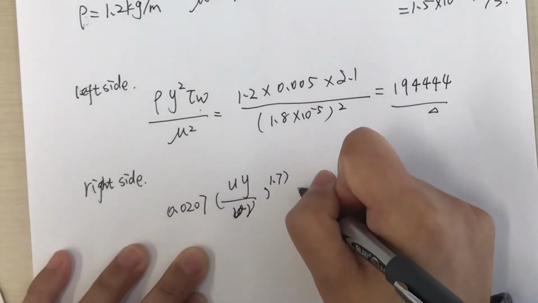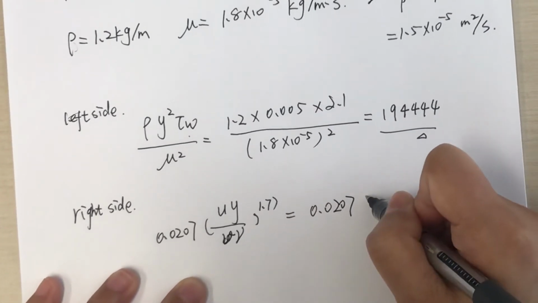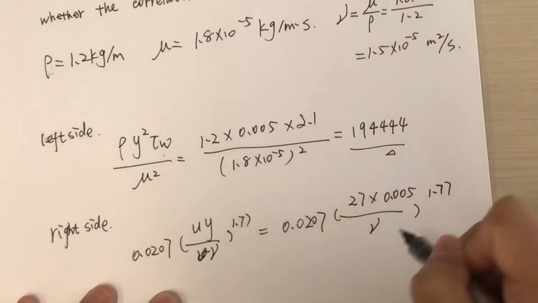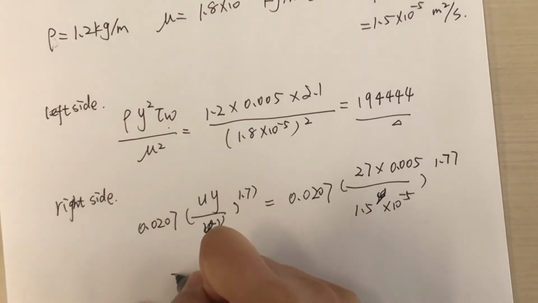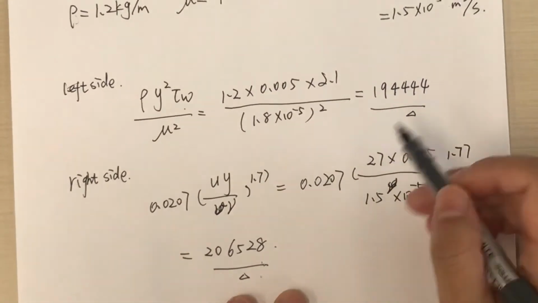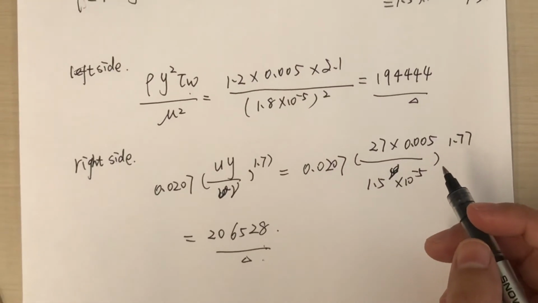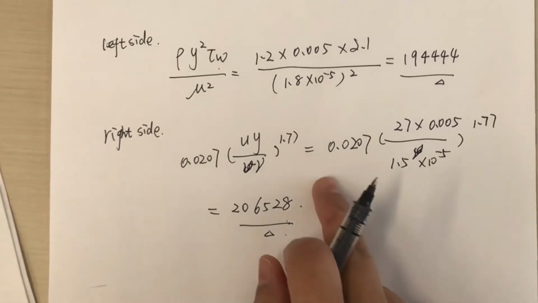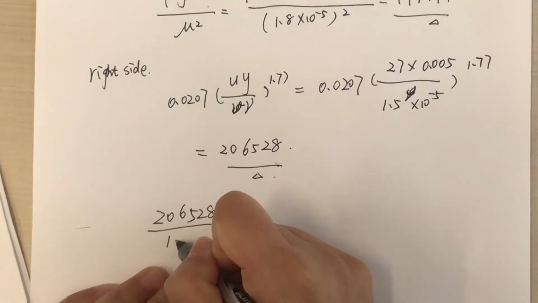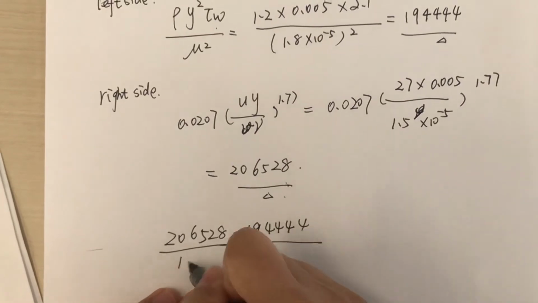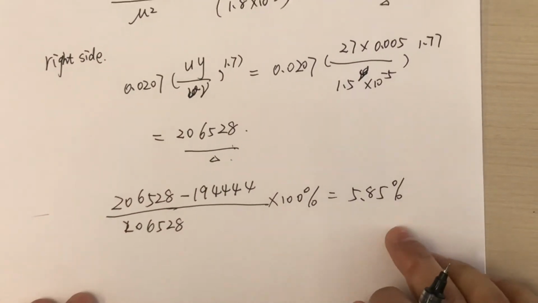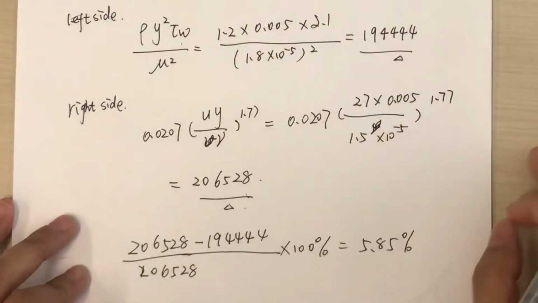you still plug the value into it, and you can calculate the result. You can see the two results are similar, and you can also calculate the percentage, how much the right side is higher than the left side. It's about 6% higher than the left side, so it can be considered correct.